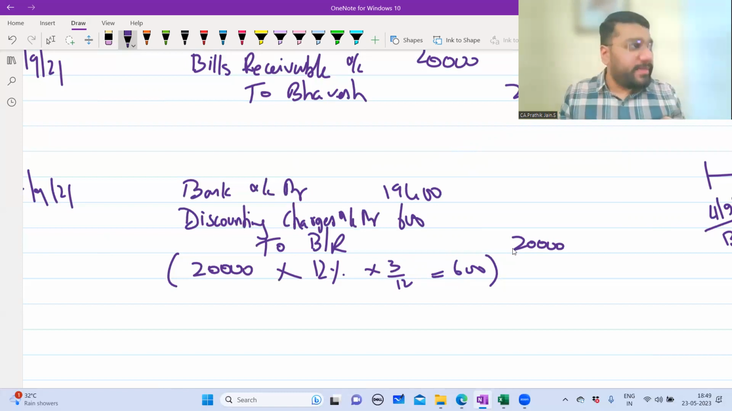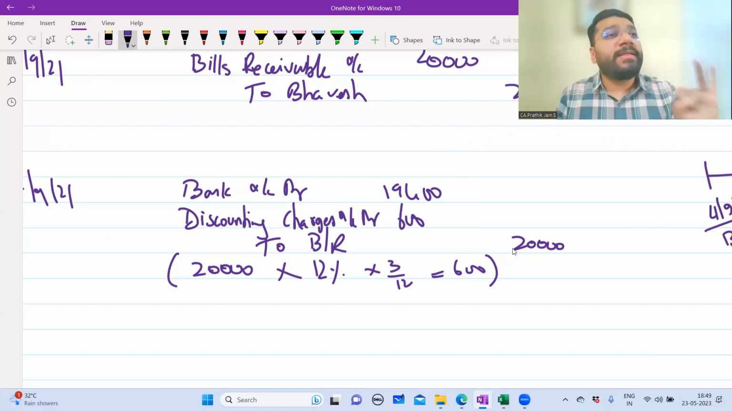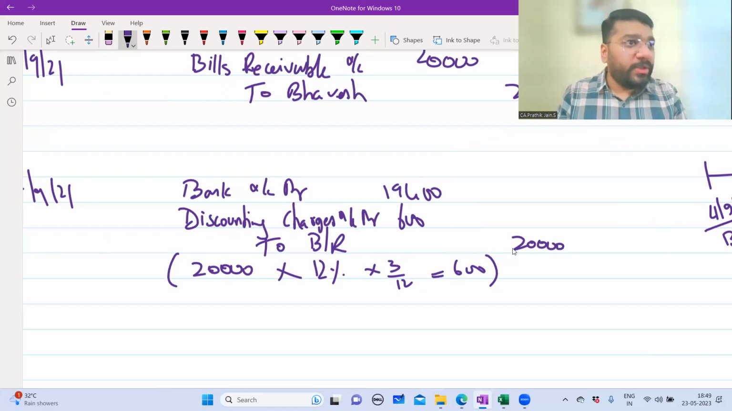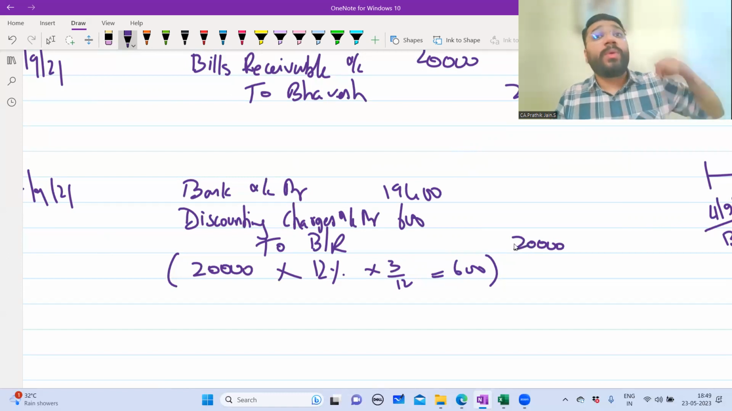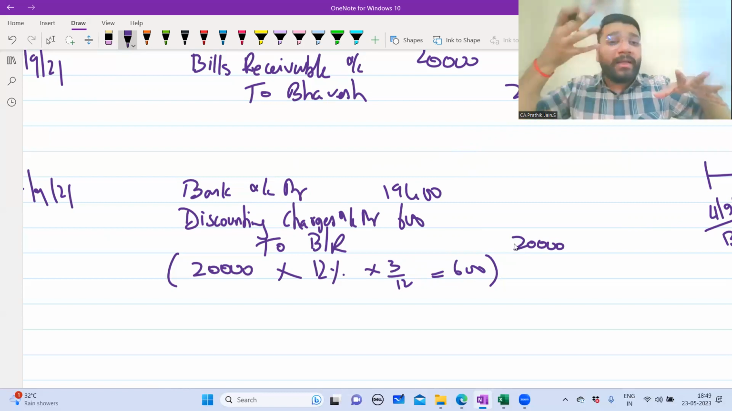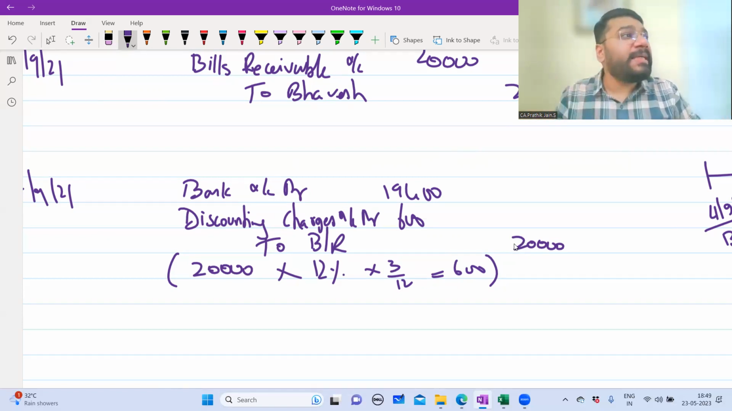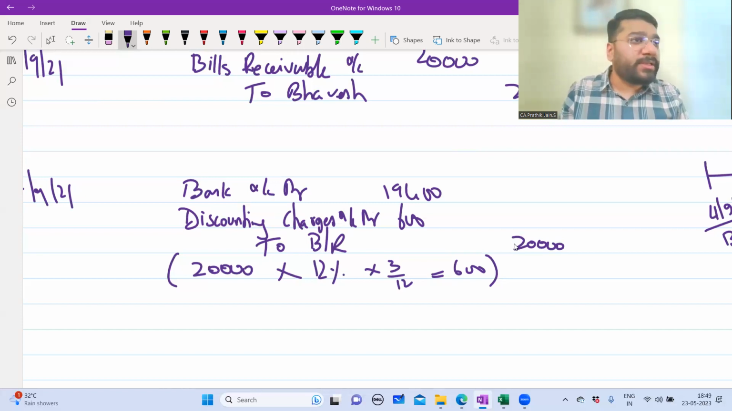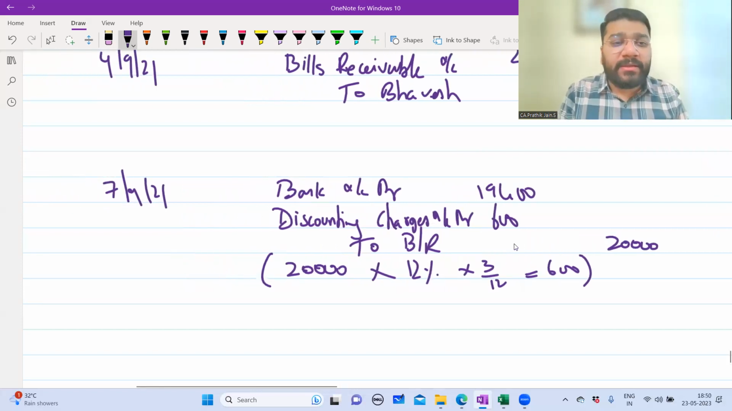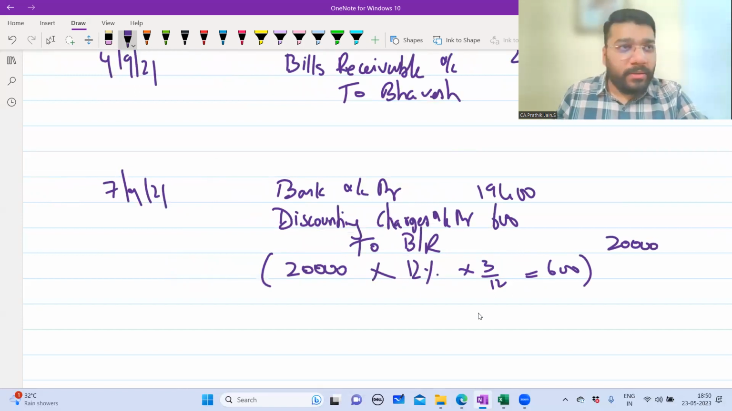This is the money we are receiving. 600 is the charges on top of that. So the total bill you've surrendered in favor of the banker is 20,000. So 20,000 worth of bill you've given to the banker, but in return you're getting only 19,400. The balance 600 you've not got is the discounting charges. So any problem with the 7th September entry, please? Hello? No, sir. No problem.